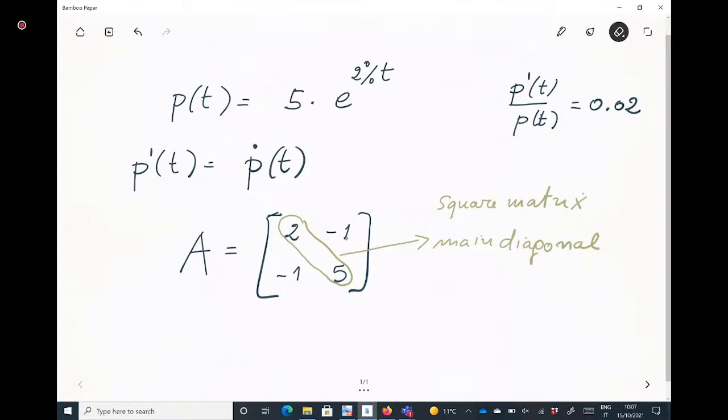What is the meaning of symmetric positions? This is the element in position 1, 2, okay? First row, second column. This is the element in position 2, 1. Second row, first column. Okay? So the element in position 1, 2, which is denoted by A1,2 in general, is equal to A2,1. And these are the only elements outside the main diagonal. This is called a symmetric 2 by 2 matrix.